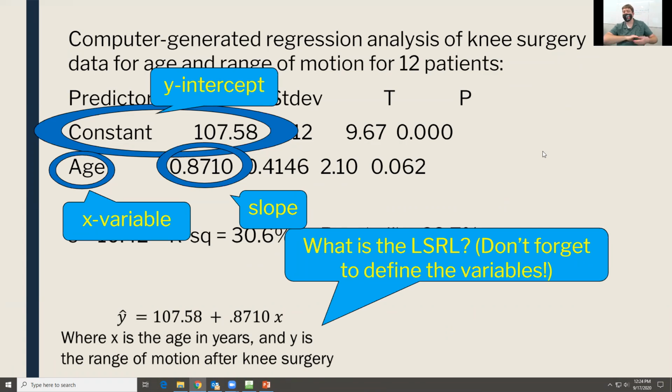So in this case, age is our x variable, and our range of motion will be our y variable. So make sure as you're writing these equations, you define your x and y in terms of words. That was one of the things we learned last class. You got to be descriptive. You got to be specific. There you go. That's what I was thinking of.